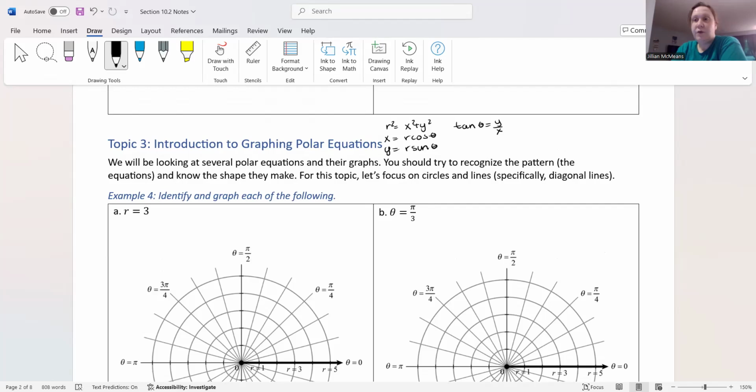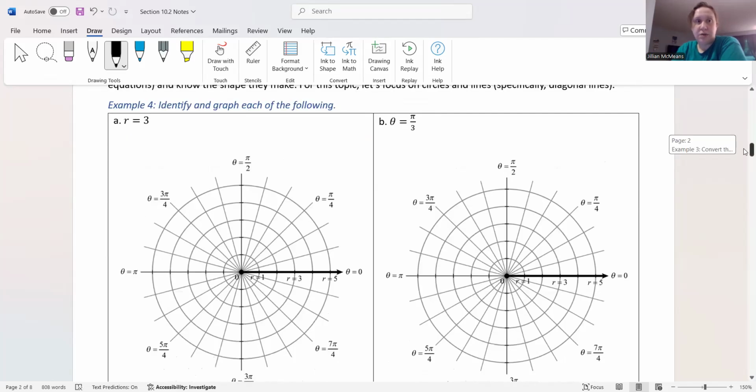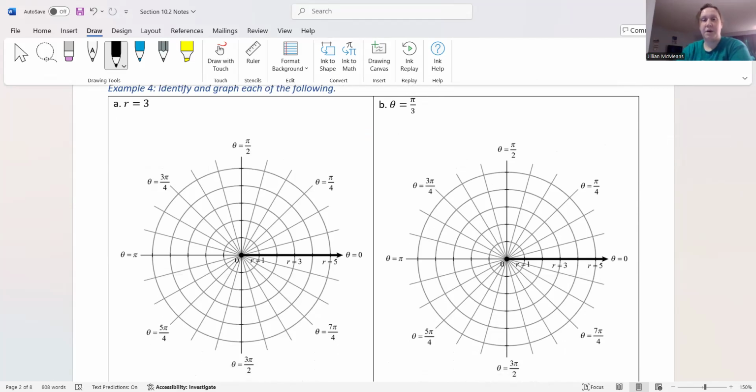Okay, now, first, let's just talk about r equals 3. In this particular case, we're missing one of our variables. When we're in polar form, we have r's and we have thetas. Well, in this case, we have an r, we don't have a theta. That means theta could be literally anything. It can be absolutely any value for theta. We just have to make sure that r is 3.